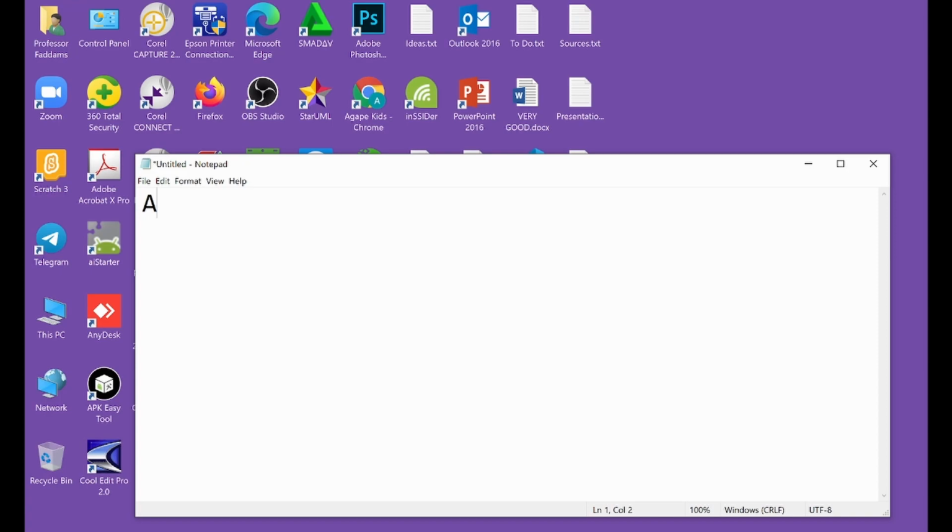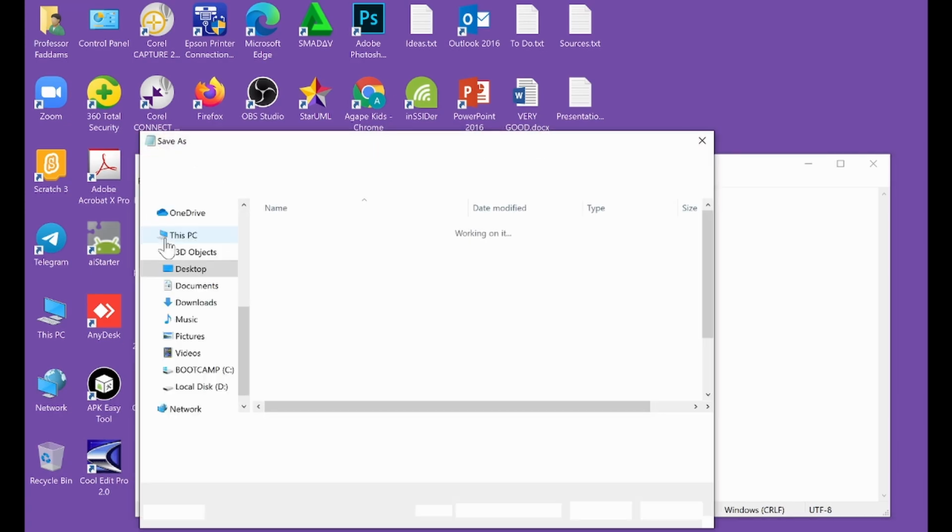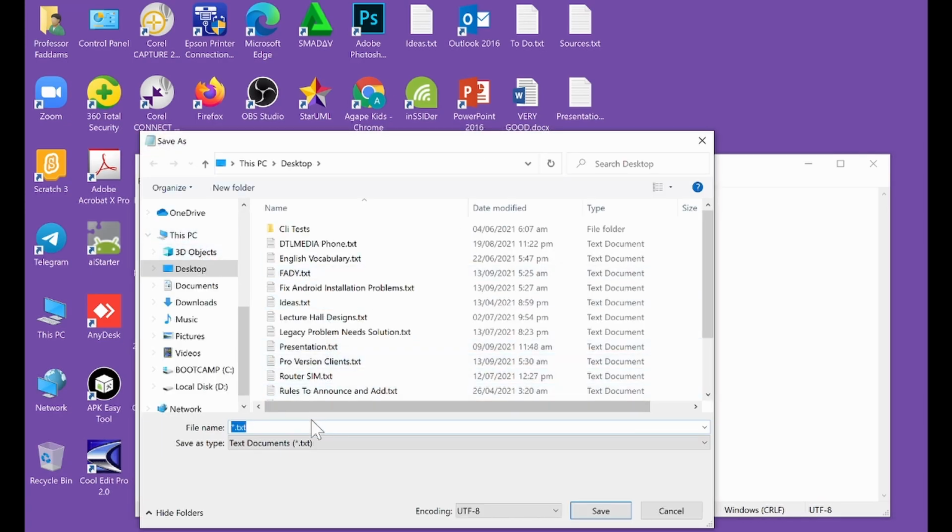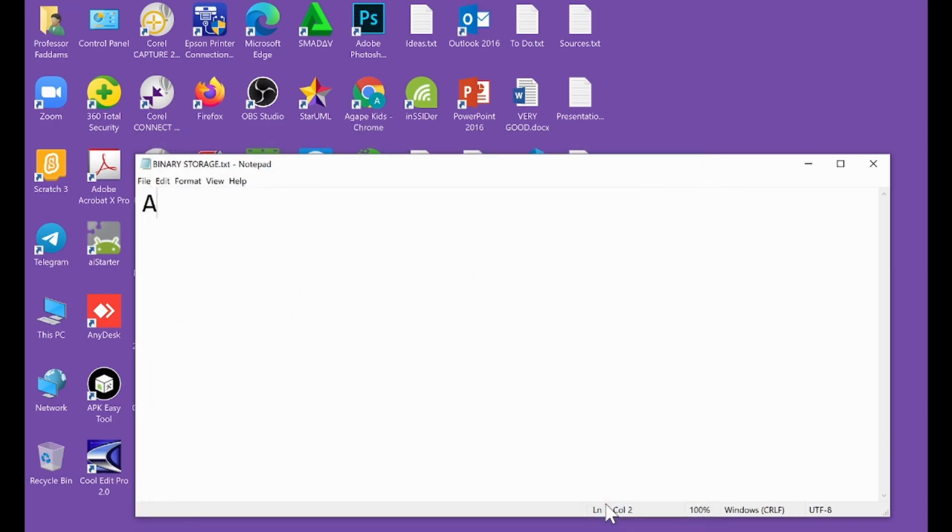Should I save this? I'm going to save. I click on File and Save. Let me save it on the desktop so that it will become easy. I'm going to call it binary storage. I'm just calling it binary storage.